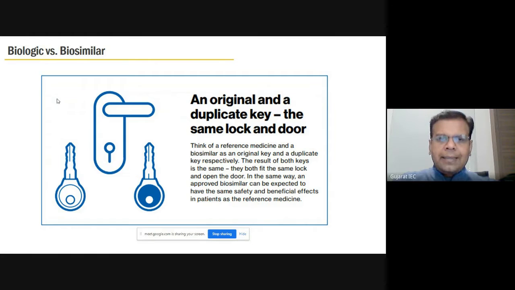The main key teeth lines which are responsible for opening the lock may be quite similar. For the rest, there could be small changes or differences in the arrangement of the teeth on the key. On the same lines, biosimilars are typically a duplicate key opening the same lock which has been opened by the innovator biologic.